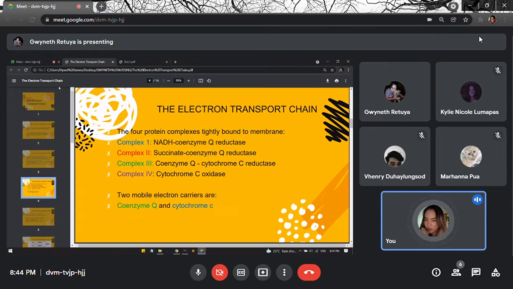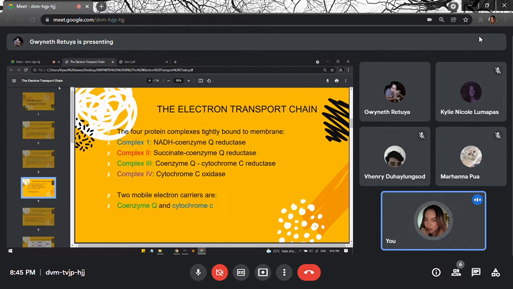Complex number 1 of the electron transport chain is named the NADH dehydrogenase complex, and it is also known as NADH oxidoreductase. Complex number 2 is called the succinate dehydrogenase complex because it removes hydrogen from compounds, and in this case it will remove hydrogen from succinate and oxidize it into fumarate.